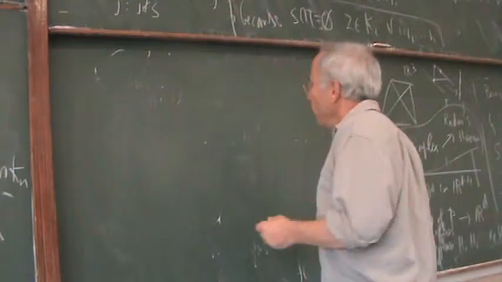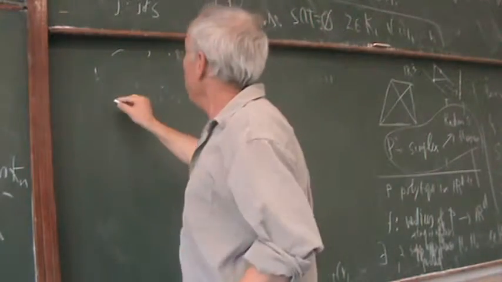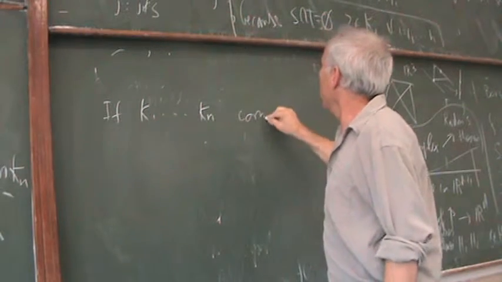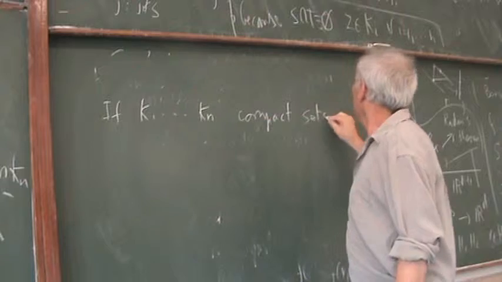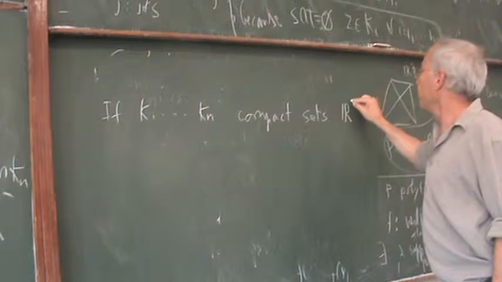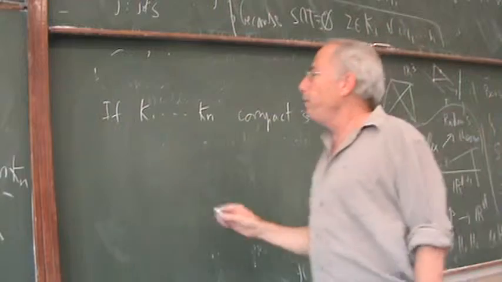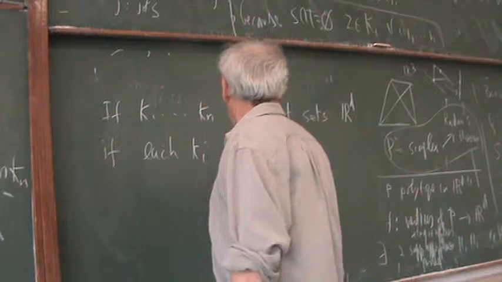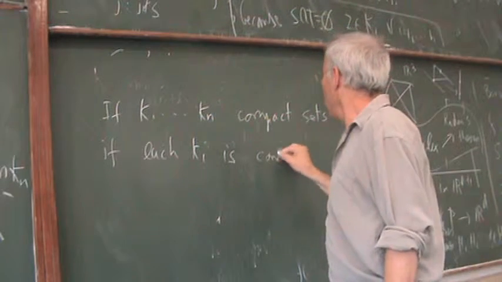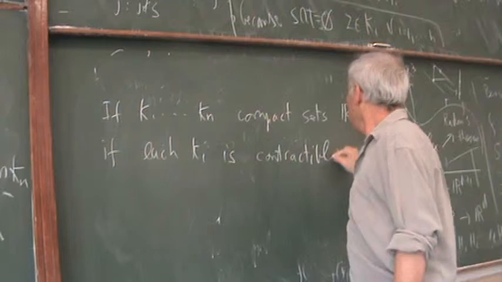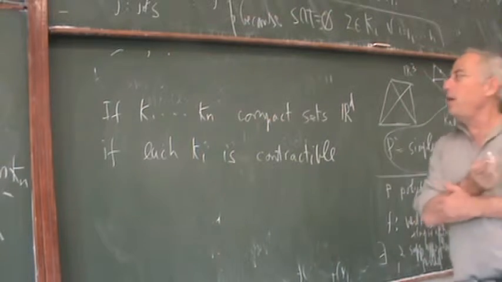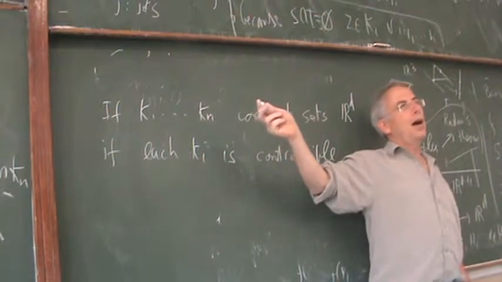And what Helly proved, I think around 1930, is that if K1 up to Kn are, say, compact sets in R^d, and if each Ki is, say, contractible, or if you want, each Ki is homeomorphic to a ball, but it's not enough that each one of them is. So the problem is, it's not enough to assume that the sets are contractible.